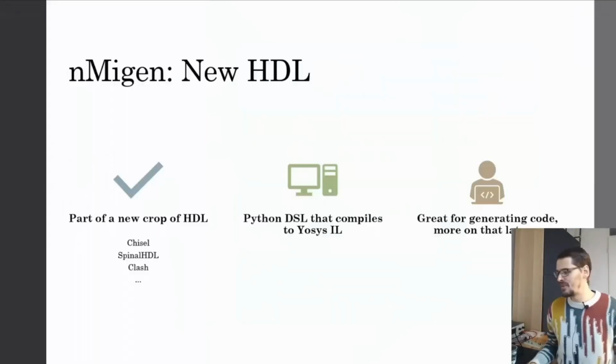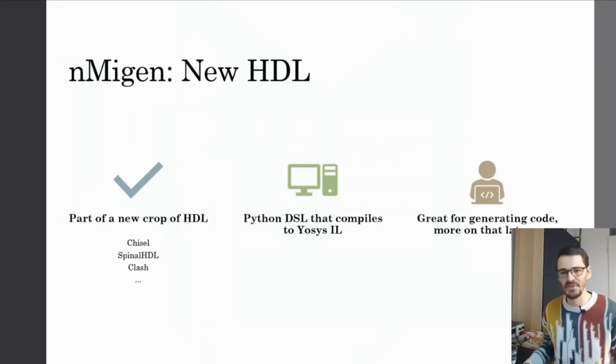Last thing I want to talk about briefly is NMigen, or I don't know how you say it, but it's this new hardware description language that's similar to Chisel, SpinalHDL, and Clash, and many others. Most of which usually compile to Verilog or VHDL. NMigen actually compiles towards the Yosys intermediate language, which is interesting. But it's a Python DSL, which makes it great for generating code on the fly with a Python script. That's what we're doing later. That's why I wanted to mention it here.